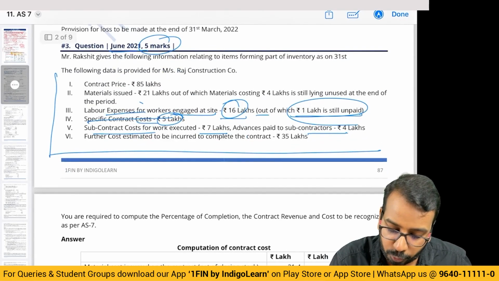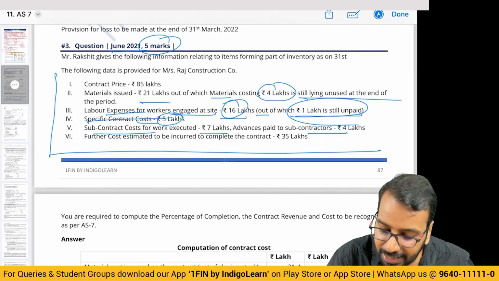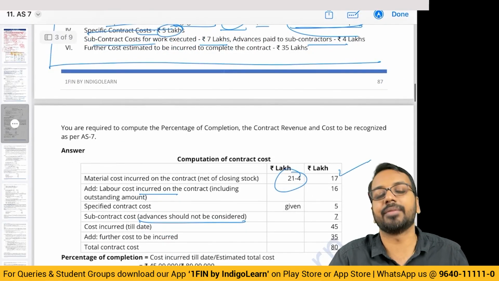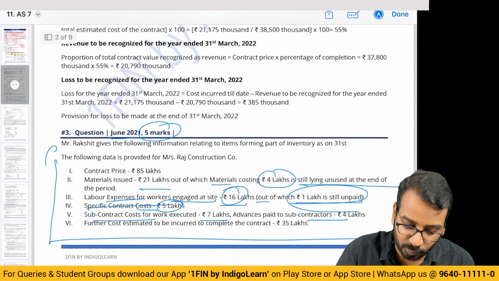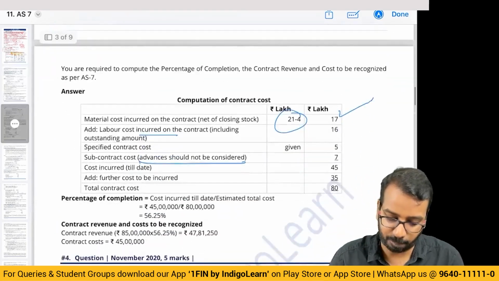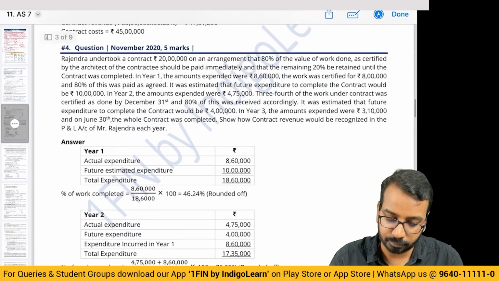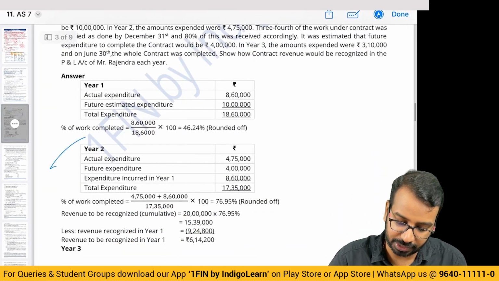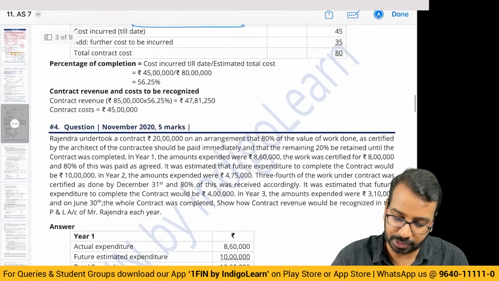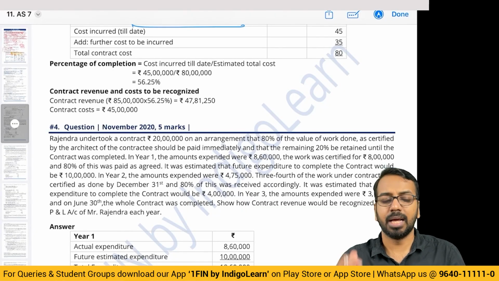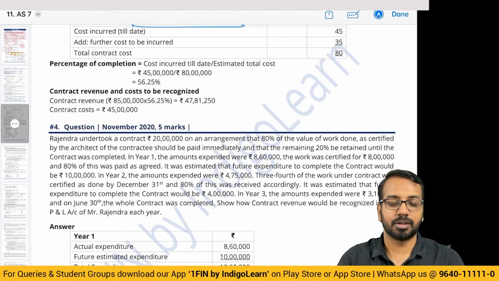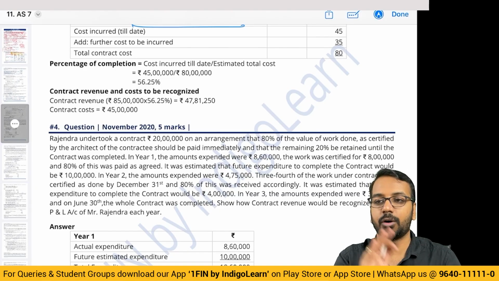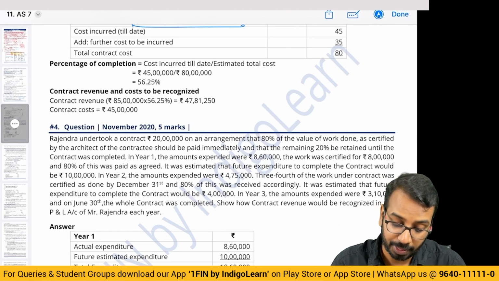Then 21 lakhs, out of which material 4 lakhs still lying unused. What will I do? 21 minus 4, 17 is what I will use. If material is unused, I will ignore. The institute is trying to play games with you by giving these things. Same again, percentage completed, revenue. So here we'll do this one. At least one more round of practice will happen, and then we'll come back to theory. If you are able to handle these questions, trust me, you will score in these questions in the examination. There cannot be any more complexity.